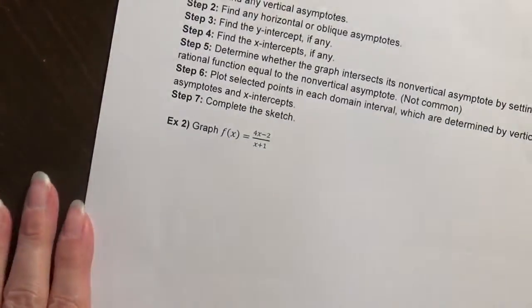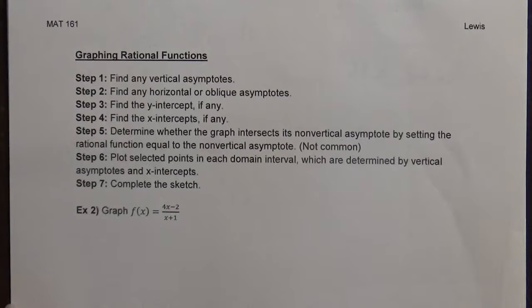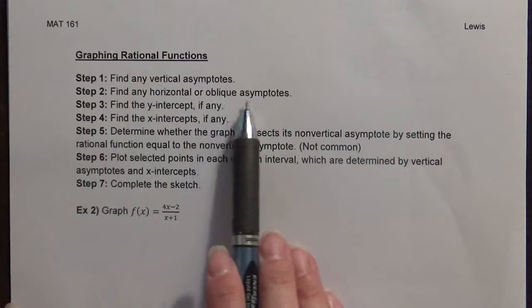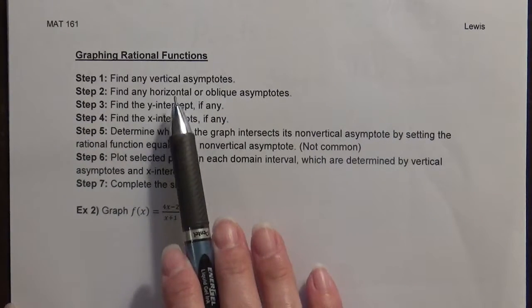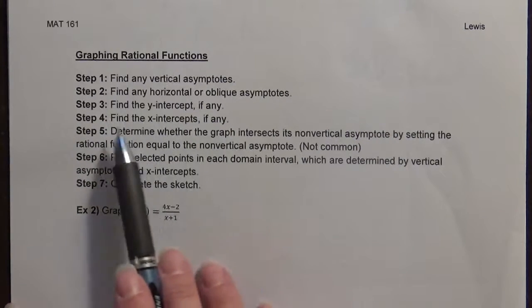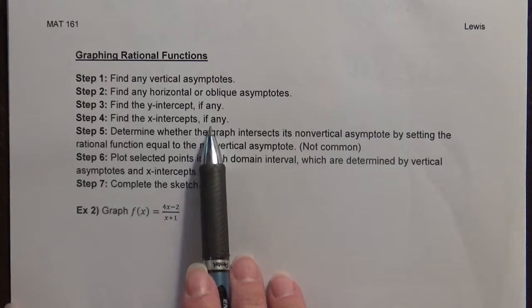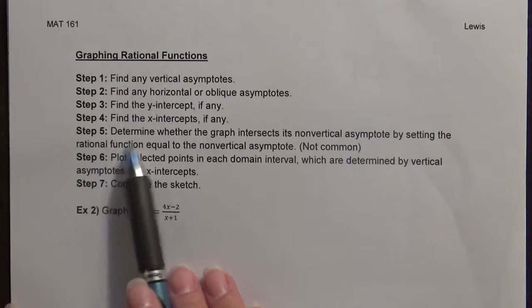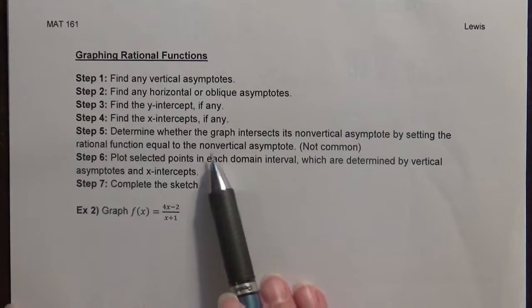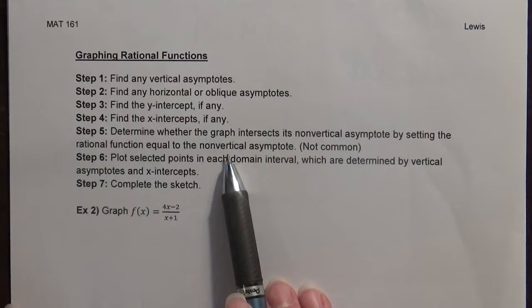We have steps for graphing rational functions. So what does this say? Step 1, find any vertical asymptotes. Step 2, find any horizontal or oblique asymptotes. Remember, if you have one, you don't have the other. Step 3, find the y-intercept, if any. Step 4, find any x-intercepts that you may have. Step 5, determine whether the graph intersects its non-vertical asymptote by setting the rational function equal to the non-vertical asymptote.